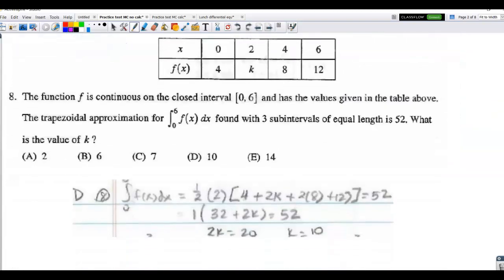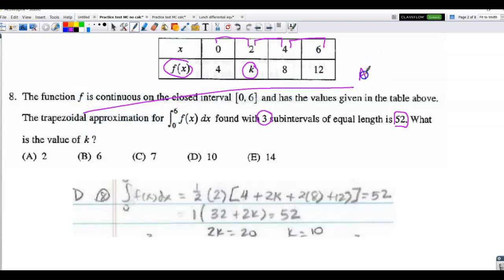In problem number 8, we have a table of values, and they're telling us that f is a continuous function on the closed interval from 0 to 6. They give us values of f. The trapezoidal approximation of the integral of f of x found with 3 subintervals of equal length gives you a value of 52. What is the value of k? So k is here. They're telling me that I'm going to set up 3 subintervals. So I have 1, 2, 3.